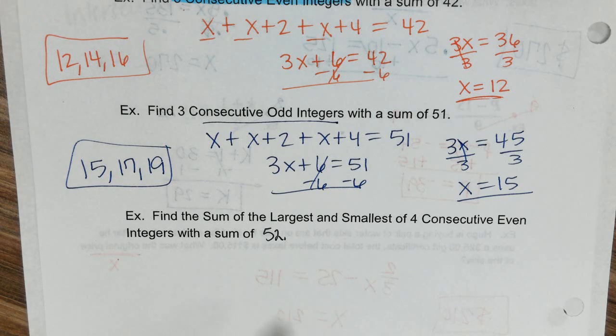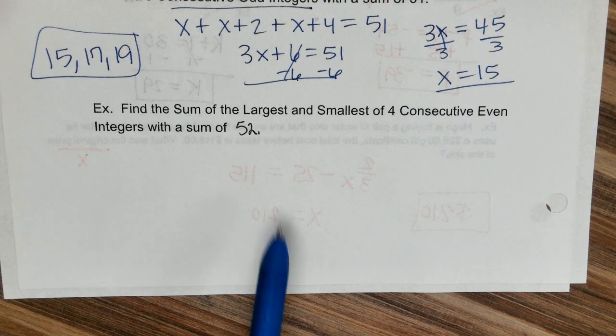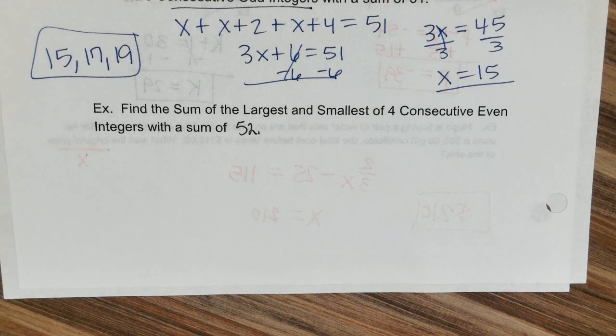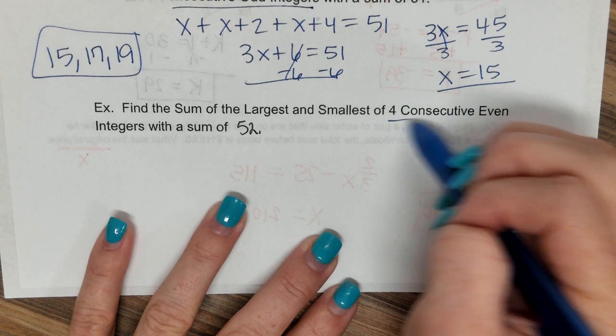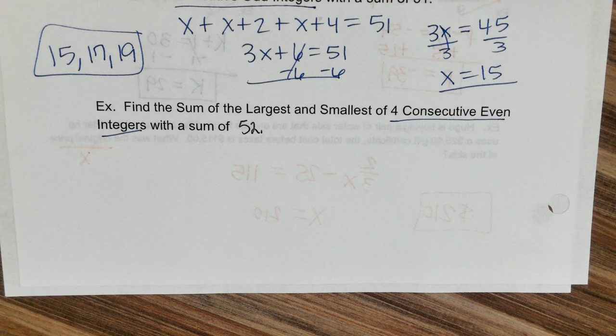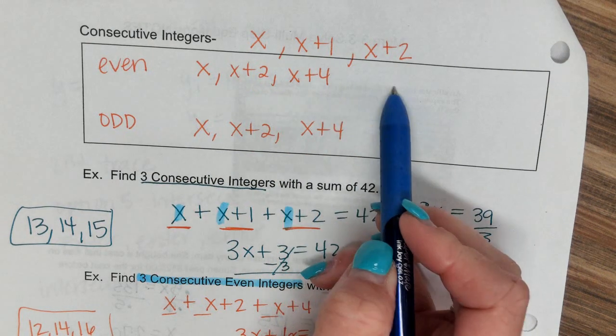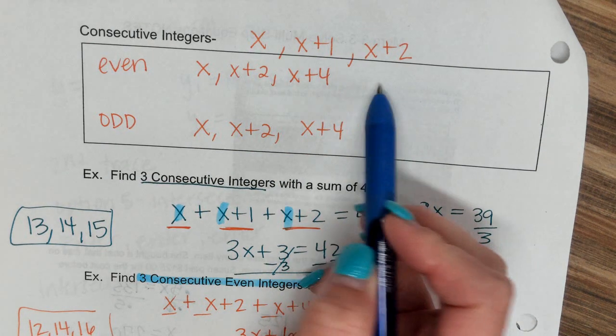Are y'all catching on? Okay, let's do one more of these. I think I fixed the typo. Yes. Okay, here we go. It says find the sum of the largest and smallest of 4 consecutive even integers. So we've only been doing 3. This time we need 4. An even. So I'm going to follow this, but I need a fourth one, right? So what would the fourth one be?